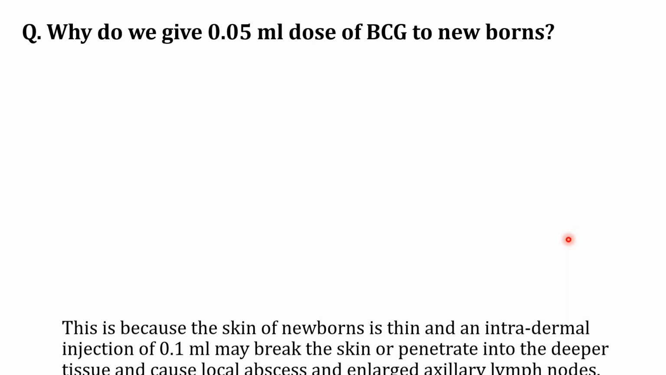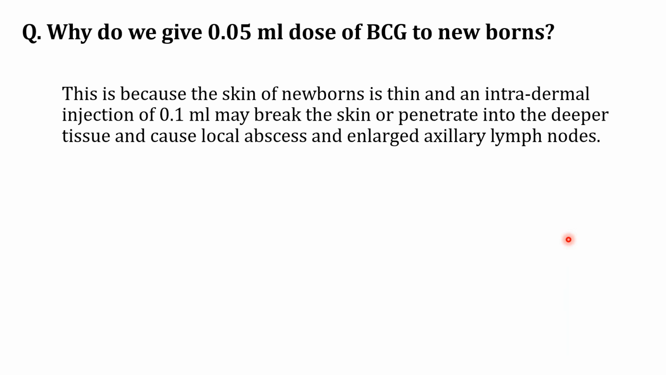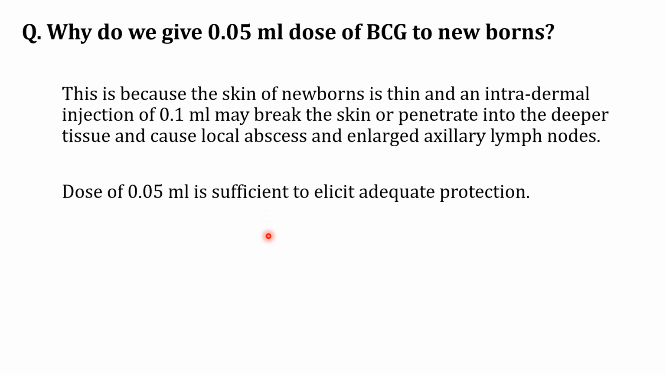Why do we give a dose of 0.05 ml to newborns? This is because the skin of newborns is thin, and an intradermal injection of 0.1 ml may break the skin or penetrate into the deeper tissue and cause local abscess and enlarged axillary lymph nodes. Moreover, as we mentioned, the dose of 0.05 ml is sufficient to elicit adequate protection, right? So that is why we use a dose of 0.05 ml.